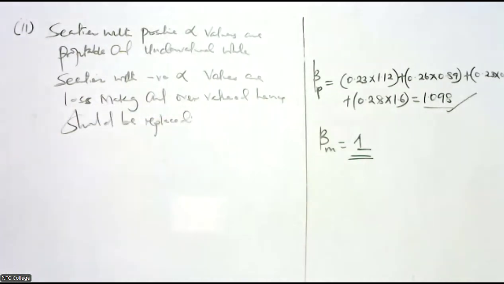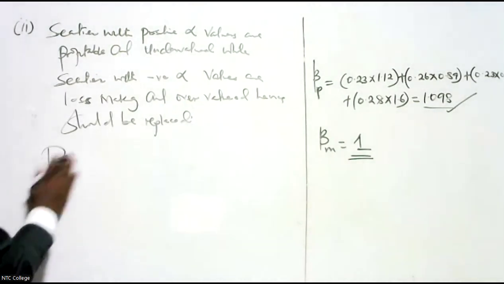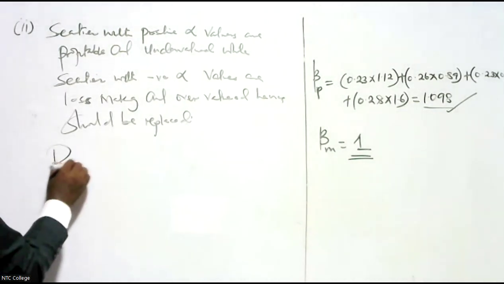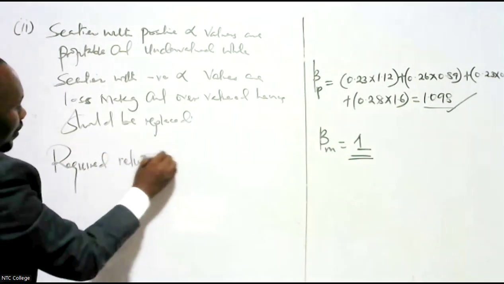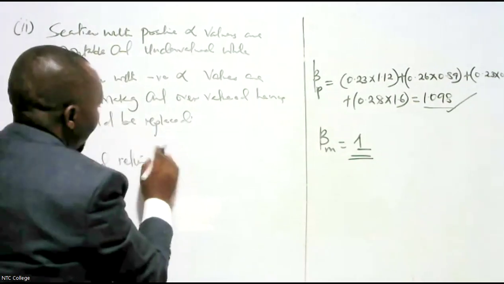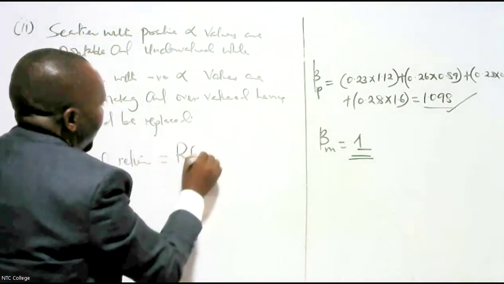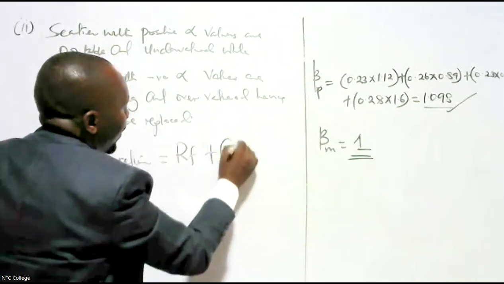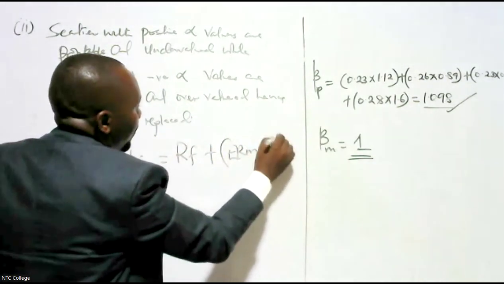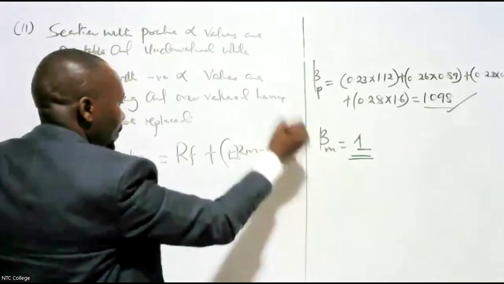So in terms of investing in them, now start. Then you can now get expected return. The expected return, no, required return is equal to RF. You're using CAPM, of course, because you have seen beta. ERM minus RF beta.